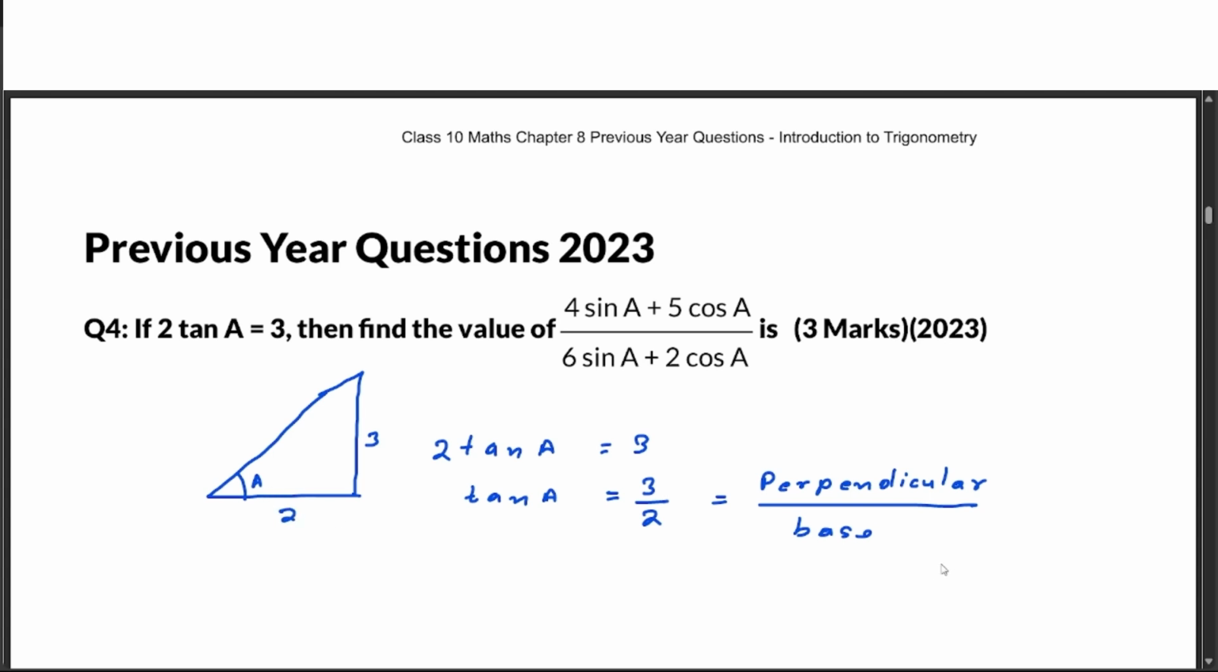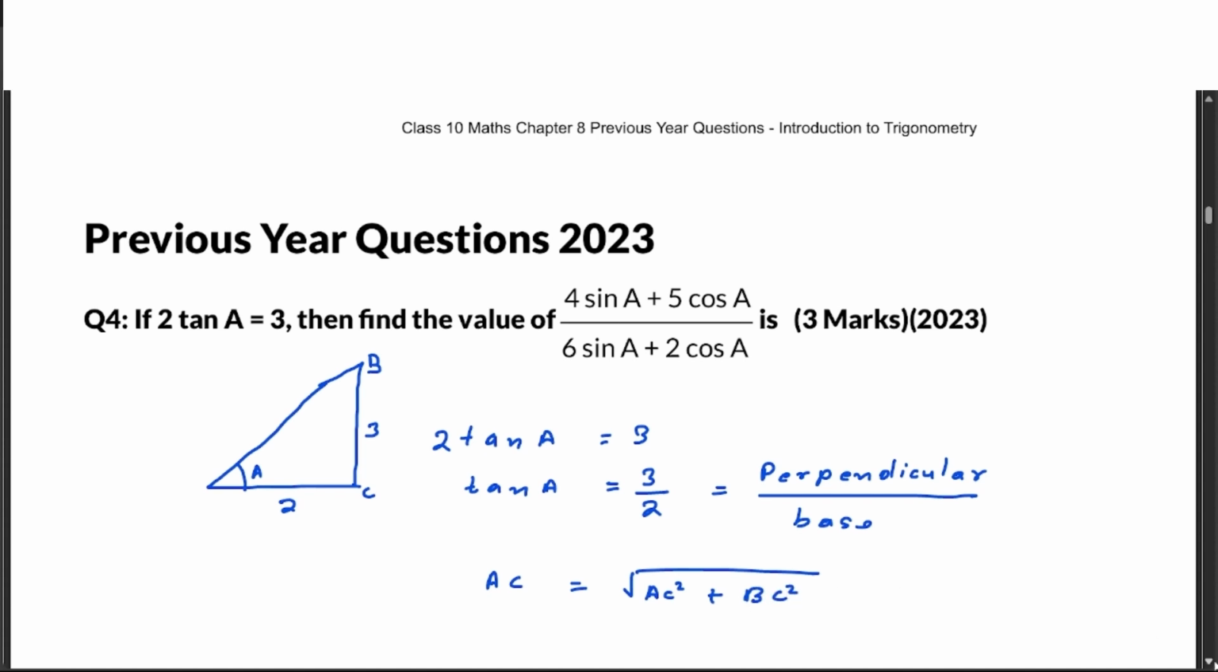Now after that you can follow the Pythagoras theorem and find this one. Suppose we take this as B and this one as C. So we can say AC is equal to how much? AC square is equal to AB square plus BC square. So how much will we get here?